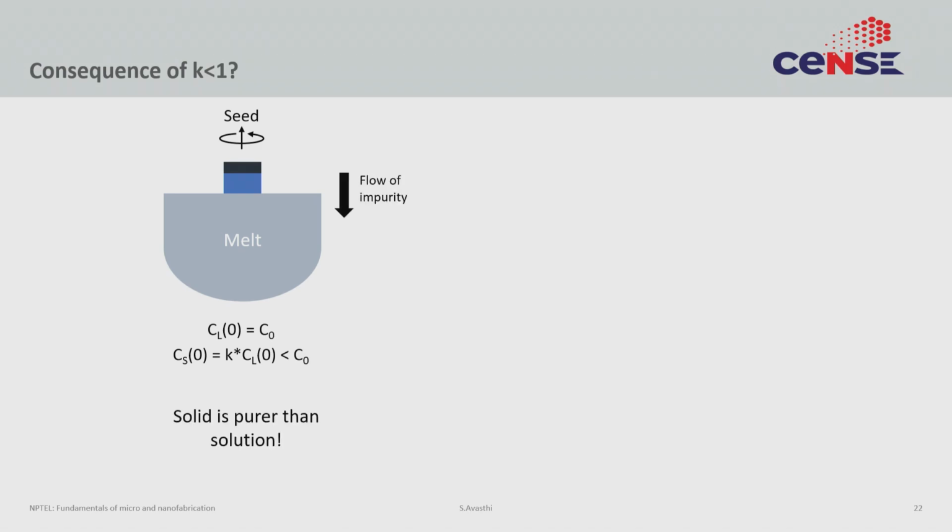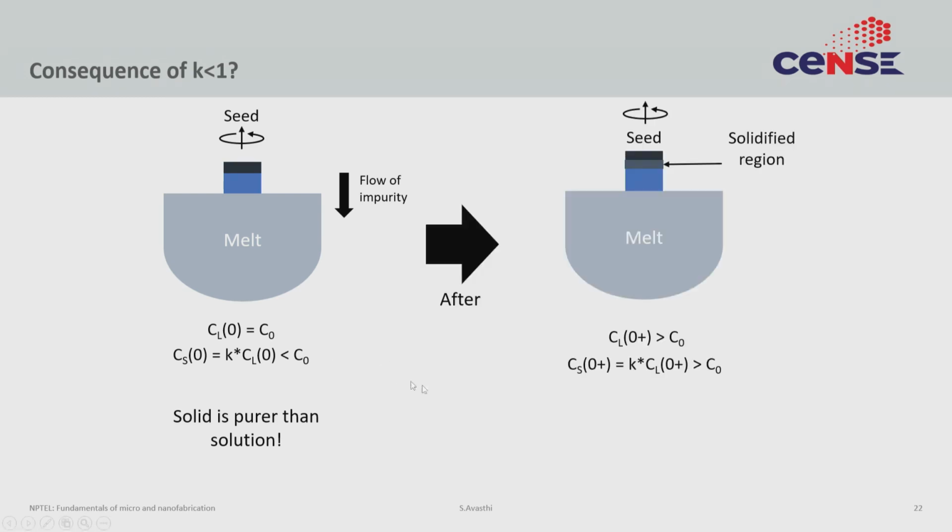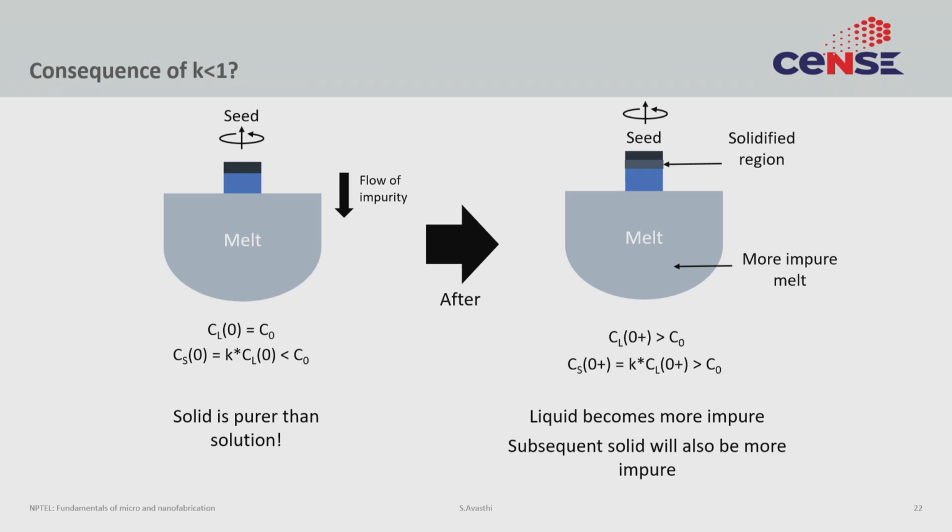Next, so what has happened? All the impurities have been ejected from the solid and into the liquid. Now, if the melt remains homogeneous by mixing and other ways, what you have done is you have created a melt that is slightly more impure than what it was at T equal to 0. So, it is slightly more than C0. What this would mean is the next material that would solidify would actually see a slightly higher concentration of impurities. So, the more impure melt will also give a more impure solid.